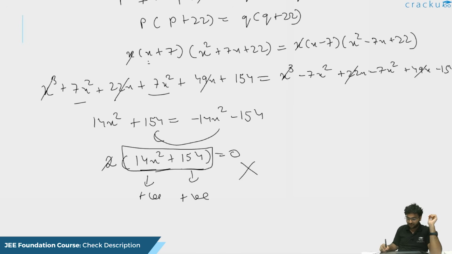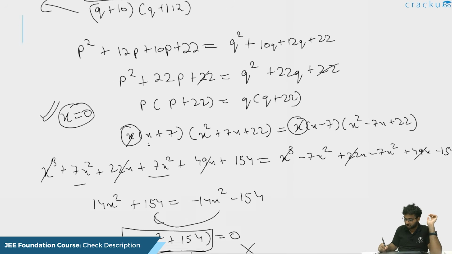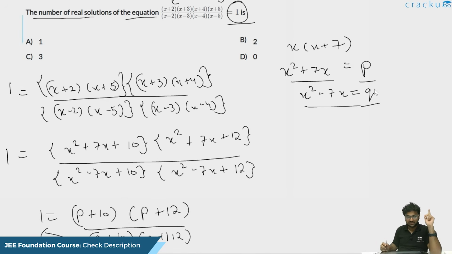But if you see carefully, we cancelled out x here. So we have to write x equal to 0. So this would be the only solution, okay, because there is no solution from 14x square plus 154. So there is only one solution. Hence the number of real solutions of this equation is option A, 1.